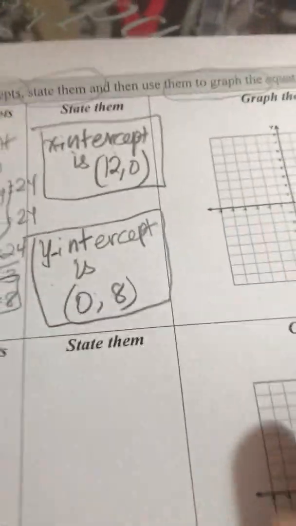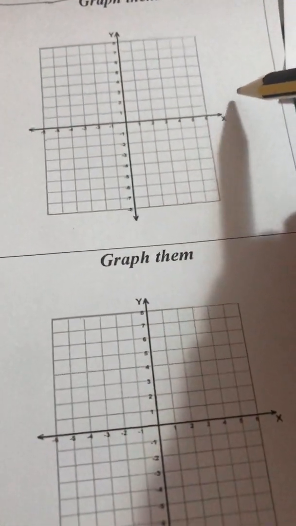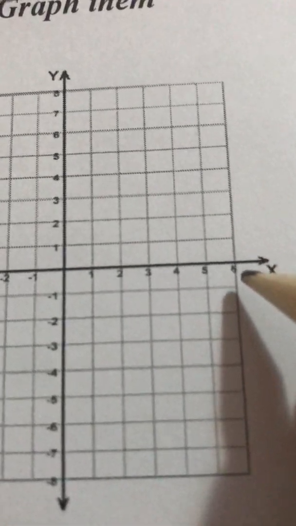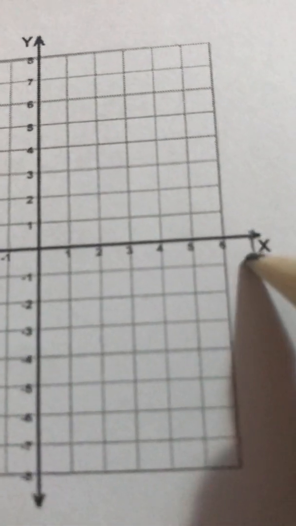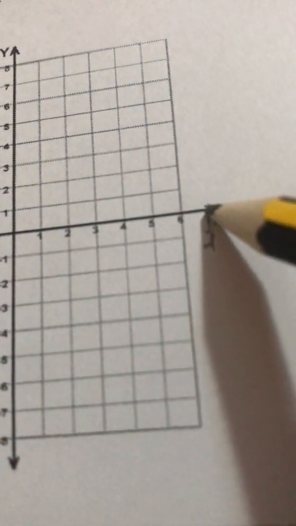Okay, then you need to graph. Now, x is 12. I don't have 12 because my graph stops at what number? So my 12 will be, what is this? This is 6, 7. If I draw my line all the way here.